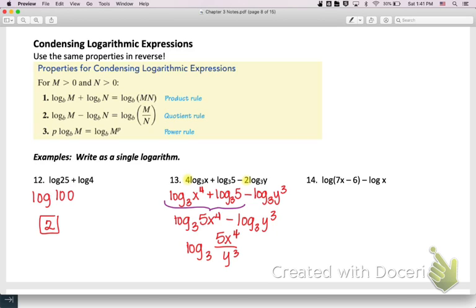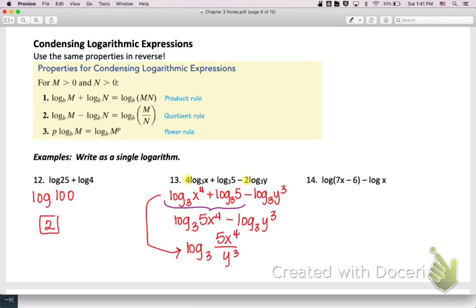Now again, I likely would have gone straight from here to the end because I know anything positive, the x to the 4th and the 5, is going to be on the top. Anything negative, which would be the y cubed, is going to be on the bottom. Notice that our final answer has just a single log in it. That's it. That's what we're expecting.